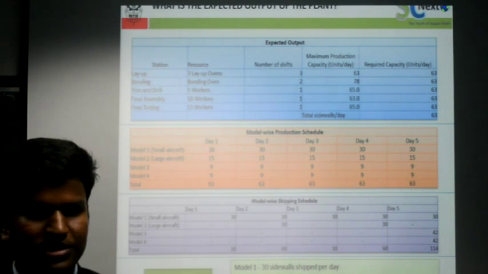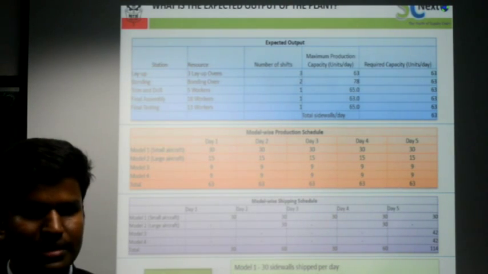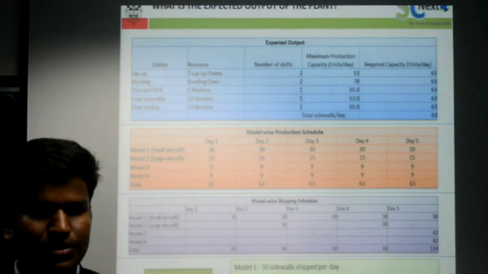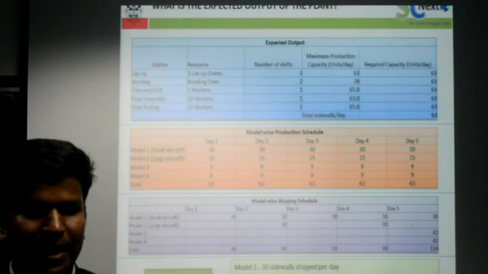So, to summarize, we have looked at the problems faced by sidewalls, the new approach that they should follow, how the approach will successfully solve the sidewalls problem, and finally the expected output of the plant.